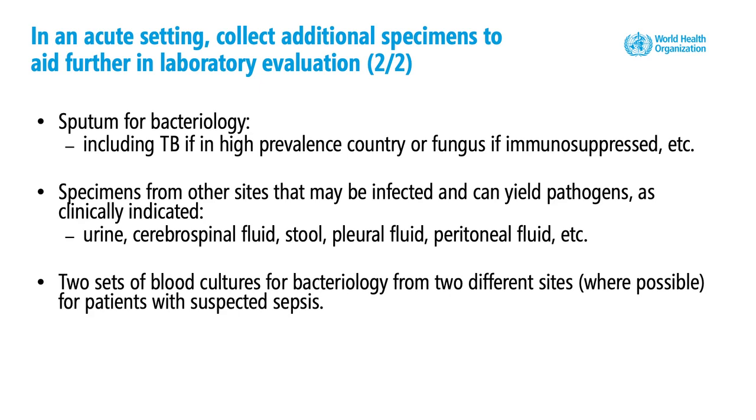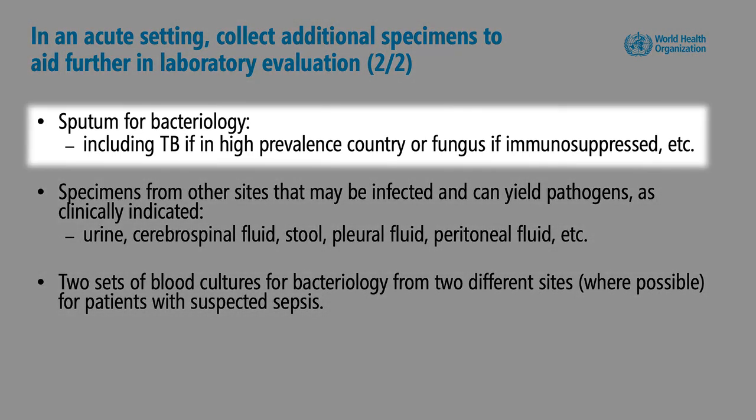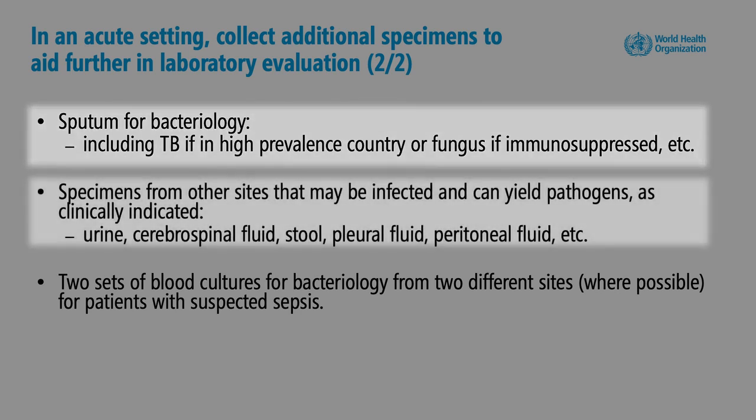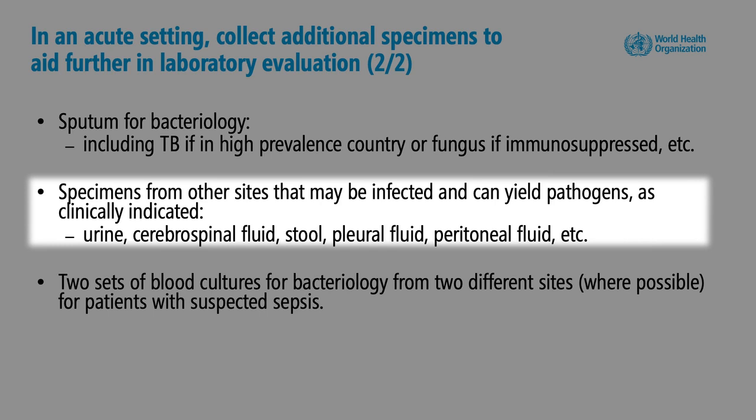In an acute setting, collect additional specimens to aid further in laboratory evaluation. For example, if in an area of high prevalence of tuberculosis, consider sputum for bacteriology. Specimens should also be taken from other sites that may be infected, such as urine, cerebrospinal fluid, stool, pleural fluid, peritoneal fluid, and can yield pathogens as clinically indicated.